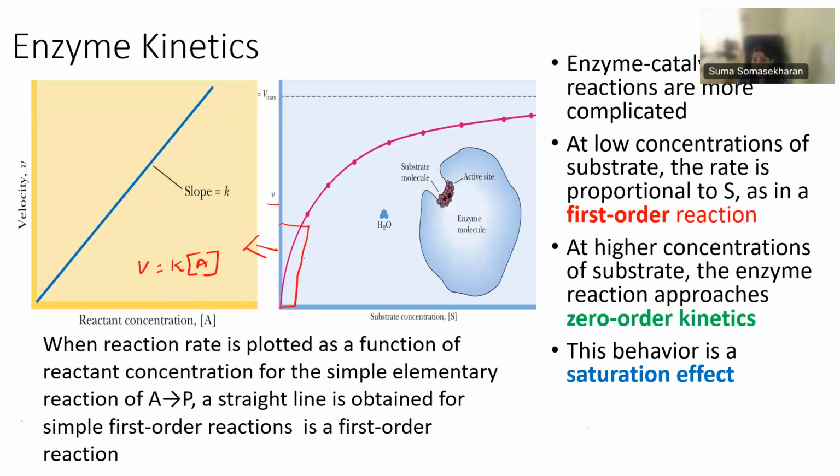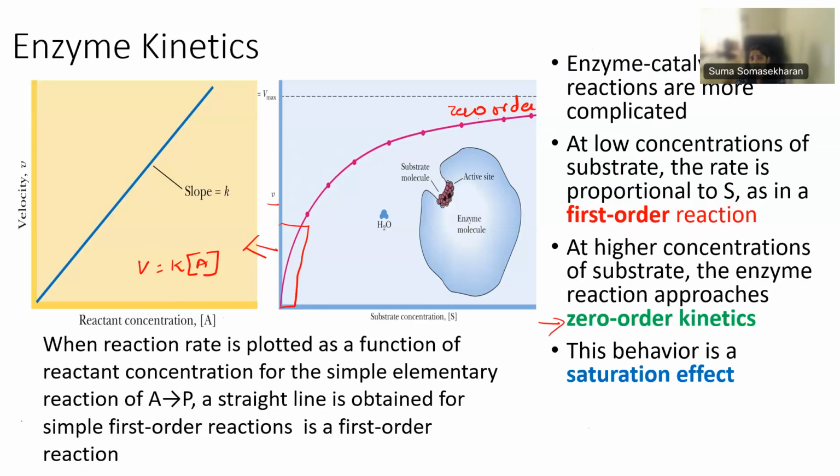Now, as the substrate concentration increases, the velocity starts plateauing, and as substrate concentration increases, the velocity does not continue to increase. So it reaches a plateau, and so increasing substrate concentration does not have an impact on velocity. Such a relationship is called zero order kinetics. We say that it follows zero order kinetics at this stage where substrate concentration has increased.